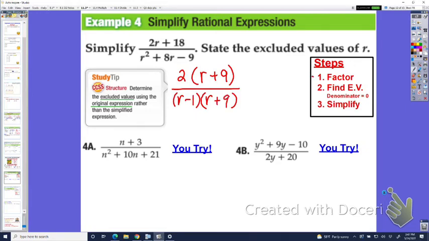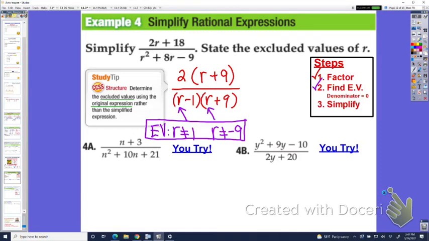So I factored, step 1 is done. Next I need to find excluded values. So that again comes from the bottom. What two numbers can r not equal? R cannot equal a 1 from the first group, and r cannot equal a negative 9 from the second. So there's our two excluded values. Step 3 then is to simplify. So looking at this numerator and denominator, common factors can divide out. So the r plus 9 and the r plus 9 divide out, and this simplifies to 2 over r minus 1. So simplifying is done.